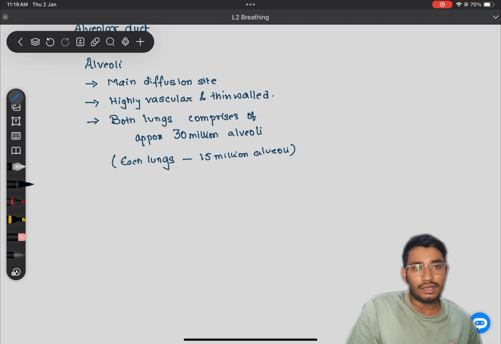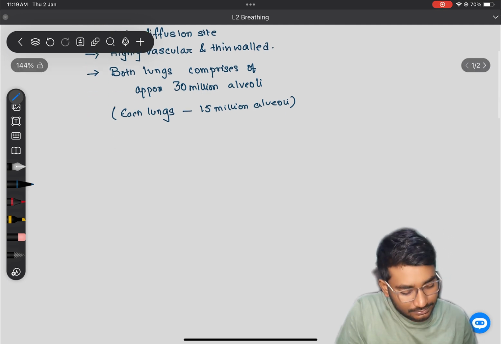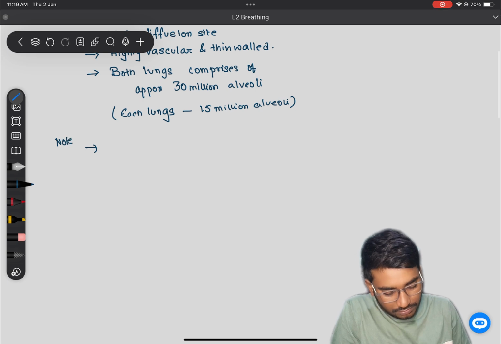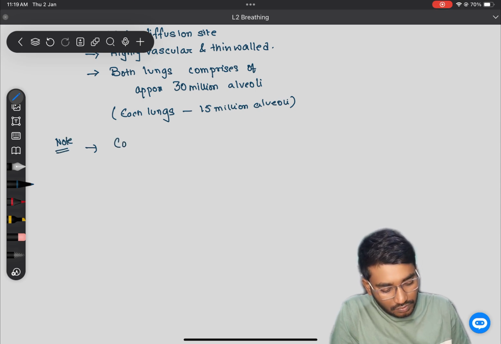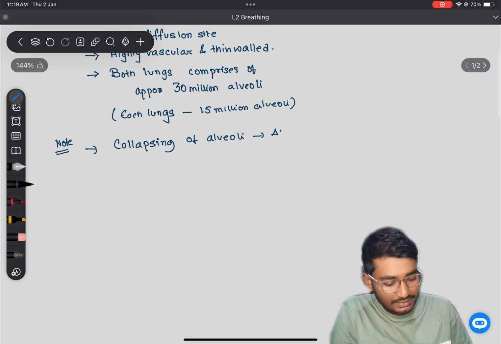Now, in cases of lung burst, or in some cases, we see the collapsing of the alveoli. This phenomenon, the collapsing of the alveoli, is known as atelectasis. Note it down: collapsing of alveoli, atelectasis.